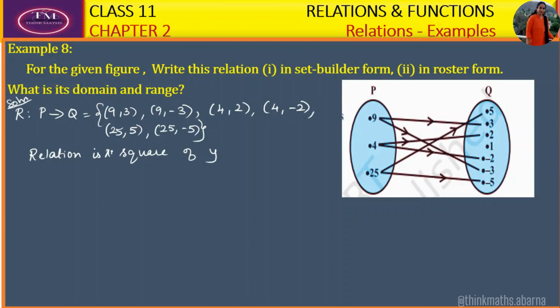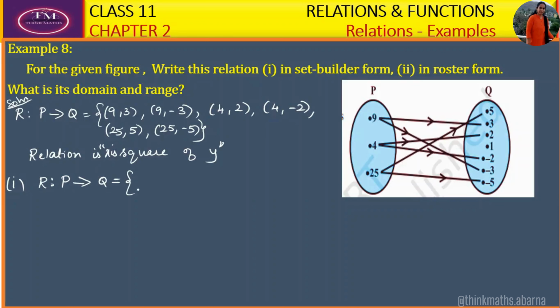That is, x is square of y. This is the relation. X is square of y. This is the relation. Now what is the first question? Write this relation in set builder form. So relation is nothing but P to Q. Relation is from P to Q.